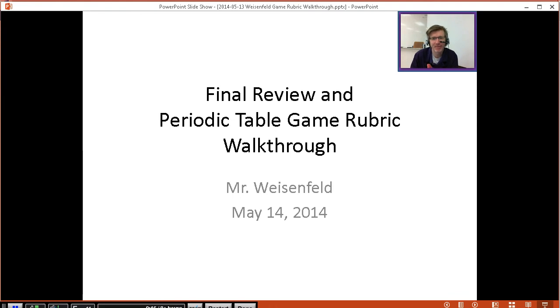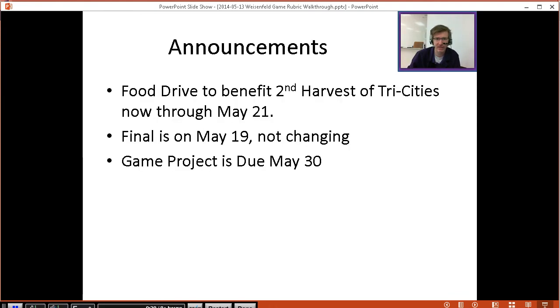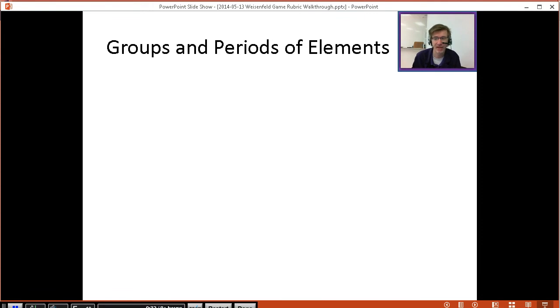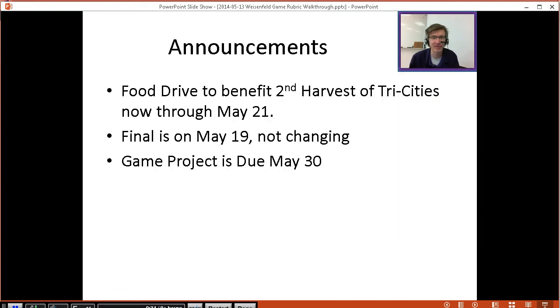All right. Have you got your rubric? It looks like this right here: the periodic table rubric. Feel free to take notes on that as we're going along, especially for stuff that you're still confused on. That'll help you get up to speed a little bit.